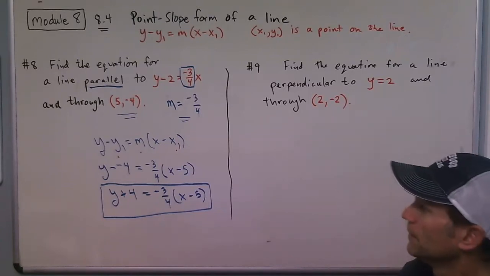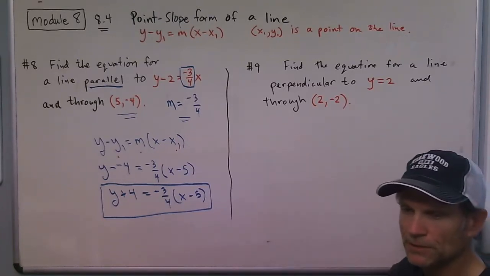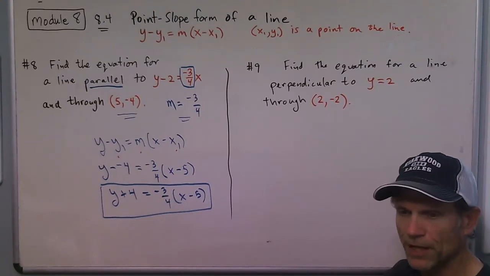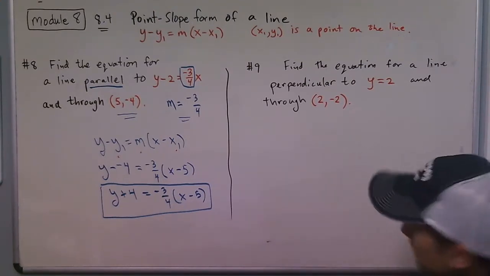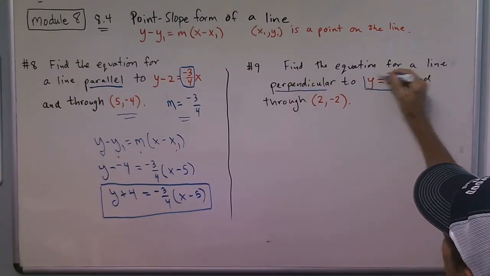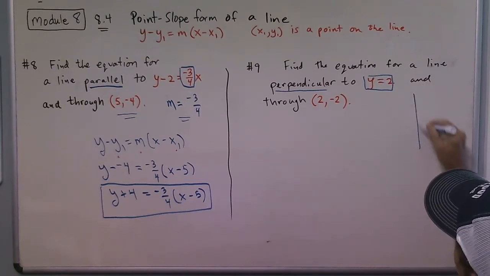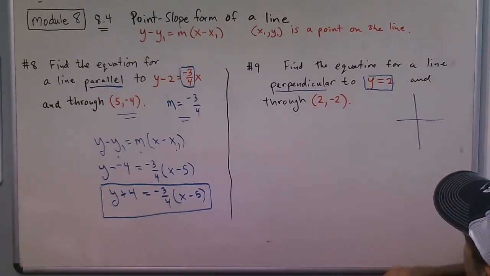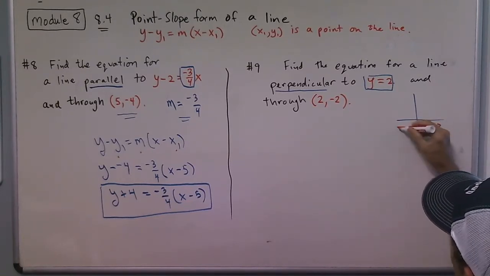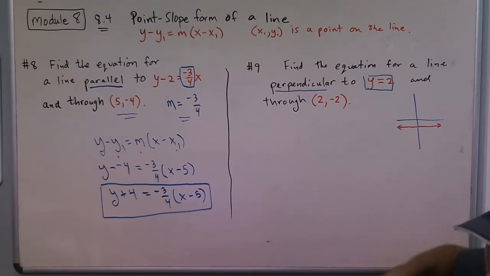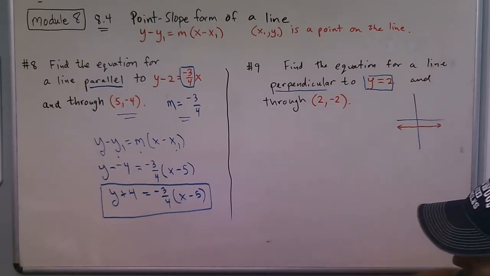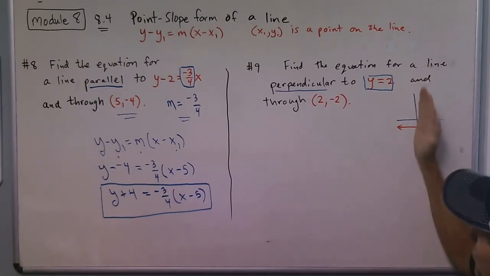Okay. So this one can be pretty easy if you have your knowledge of horizontal and vertical lines, and also your knowledge of perpendicular. Because we know that this line, y equals 2, is right here, 2 below the origin. And so if we needed to draw a line that was perpendicular to that, we know it has to go this way. We know it has to go vertical.